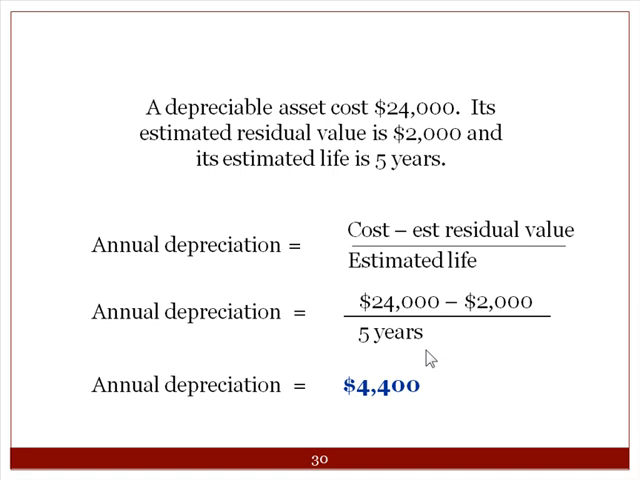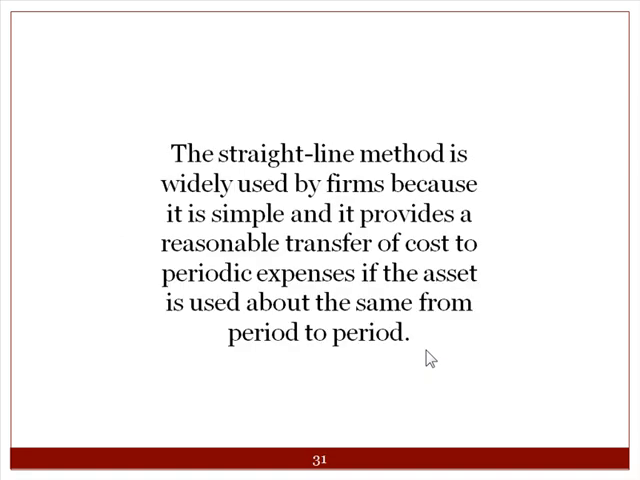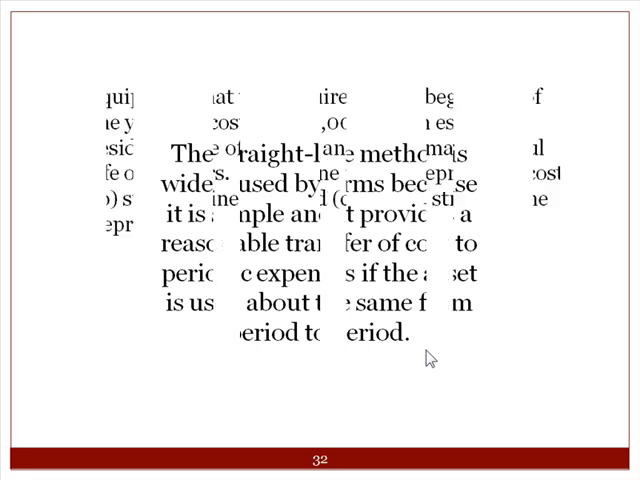So you might want to ask yourself, where do we get the 5 years? From an accounting standpoint, asset types have basic lives, and if you're going to go into practice, you'll find this. But equipment, it's like a car, 5 years, stuff like that. There's basic years that you use. The straight line method is widely used by firms because it's simple, as I mentioned.